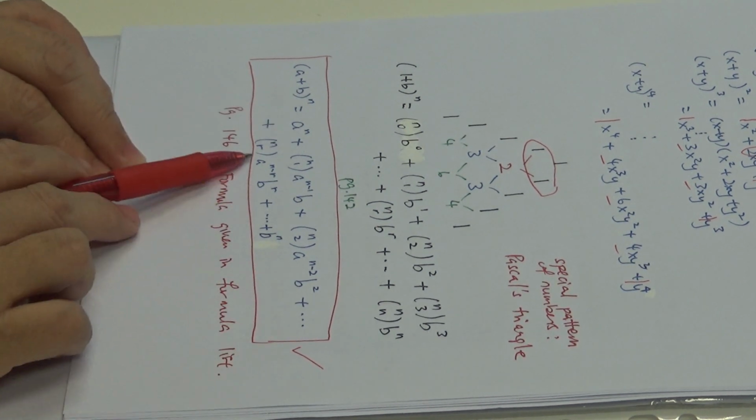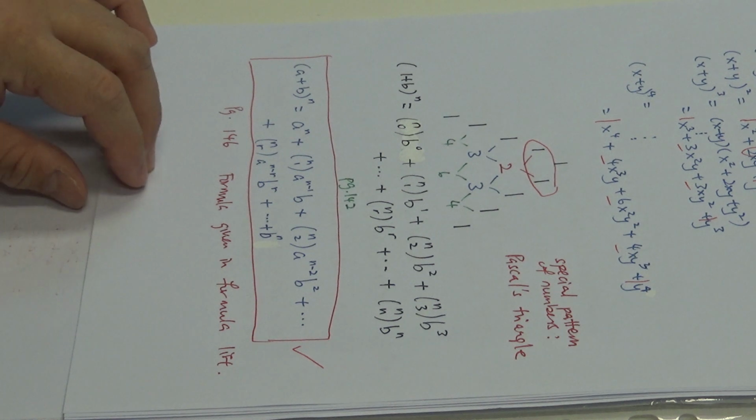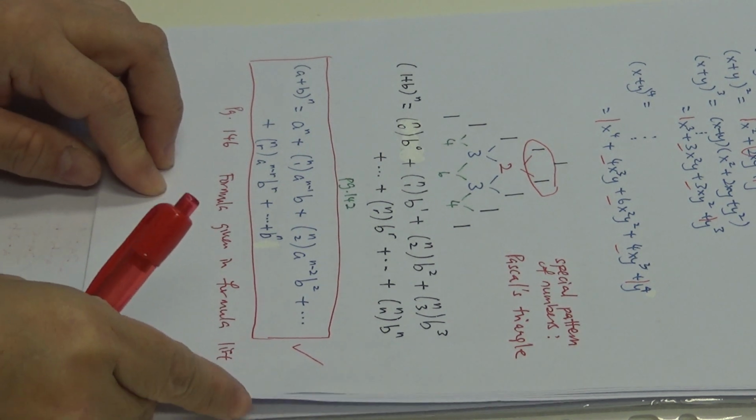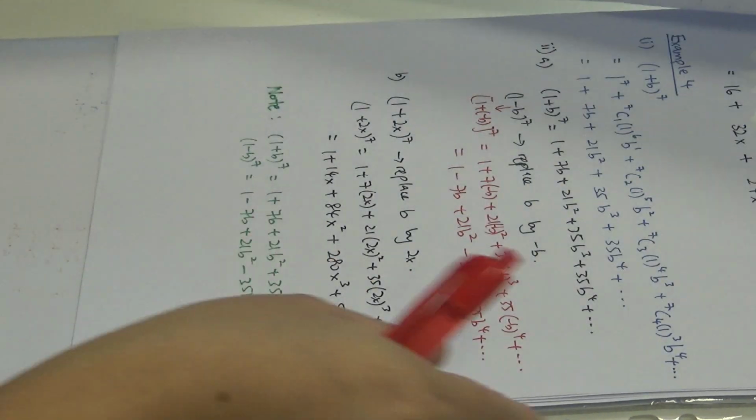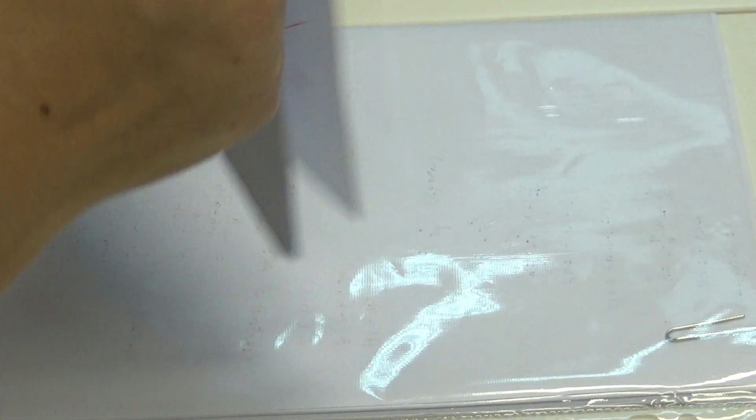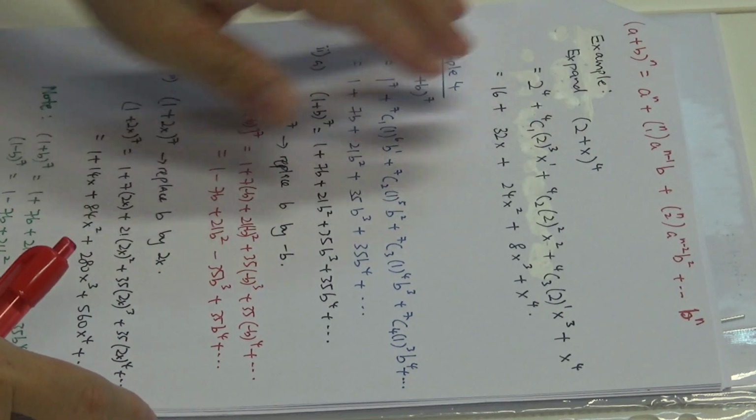Now it looks very terrible here, but I'm going to explain it with numerical examples. Okay, now I'm going to write the binomial theorem here again.